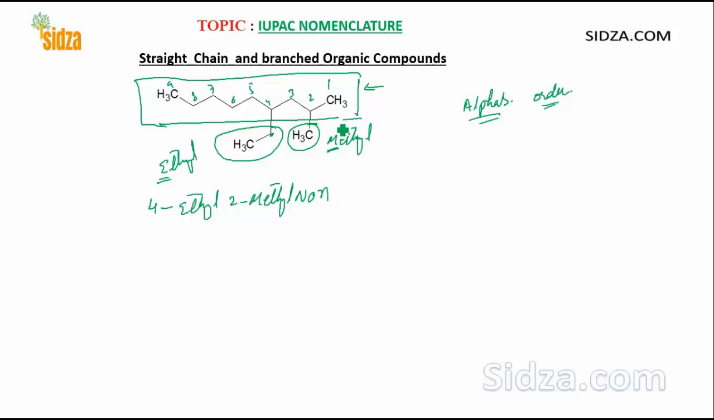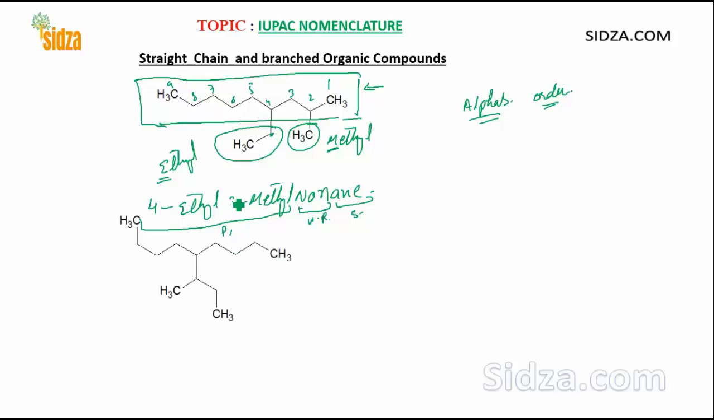non, because there are 9 carbon atoms and only single bond there, so it will be A and E. 4-ethyl, 2-methyl is the prefix here, non here is the word root, okay, and A and E here is the suffix. Got it? Let's take another example.